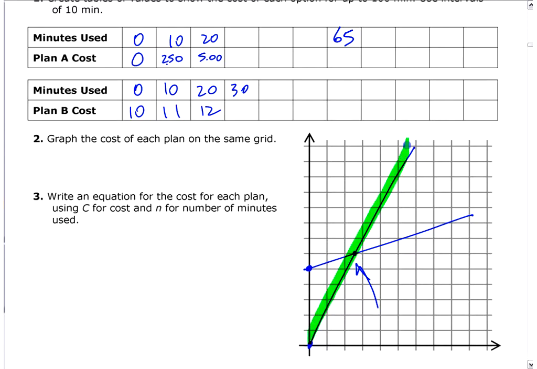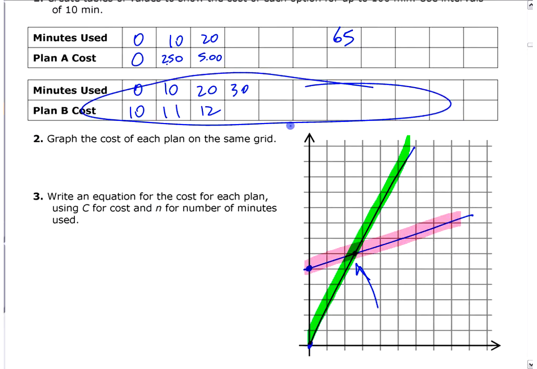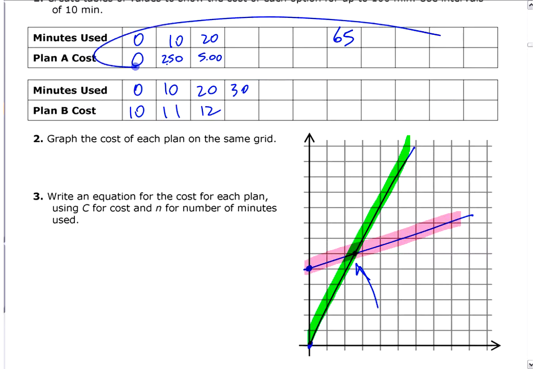One starts out low but goes up really quickly. One starts out higher but doesn't rise as quickly. The crossing point is where they have the same cost. So if you use a lot of minutes, it's better to be on this plan. If you don't use very many minutes at all, it's better to be on this plan.